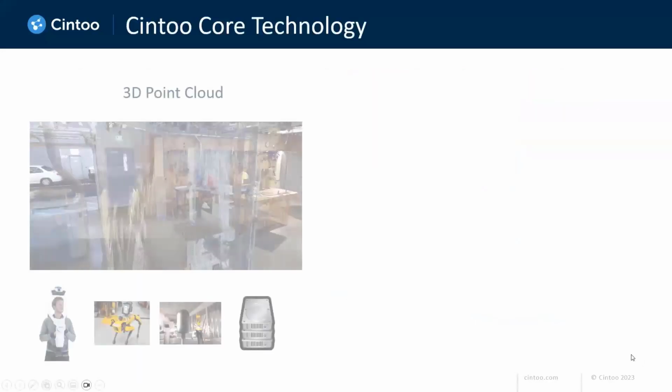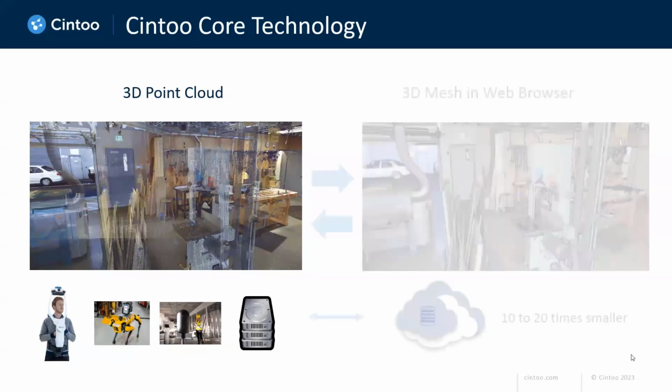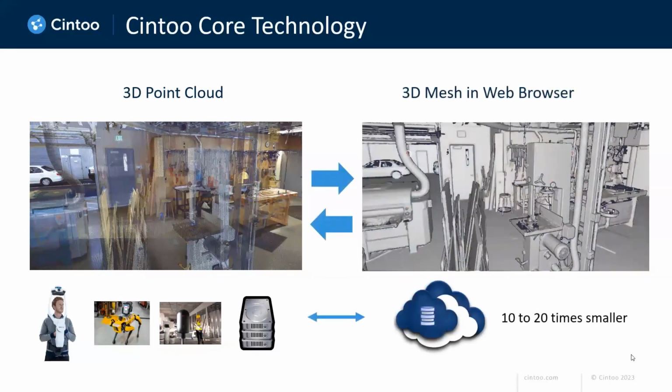So now let's talk about Cintoo's core technology. With Cintoo Connect, we take the 3D point cloud either as an E57, RCP, RCS, or FLS file and convert that locally on your computer to a 3D mesh. By doing this, we reduce the size of the footprint of the data anywhere from 10 to 20 times. This is what allows us to view this mesh in a browser very easily and quickly.